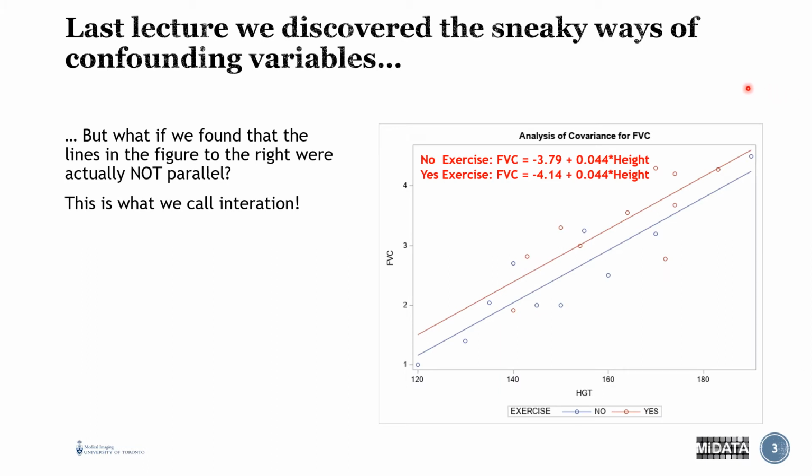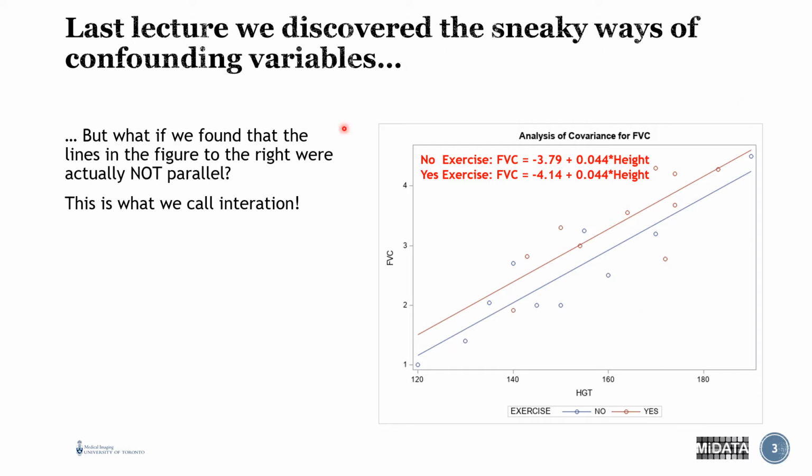So last lecture we discovered the sneaky ways of confounding variables. But what if we found that the lines in this figure here to the right were not parallel, and were found to be statistically significantly not parallel? This is what we call interaction.